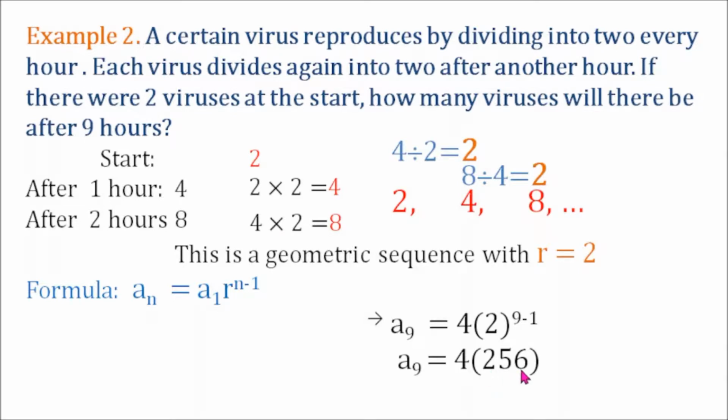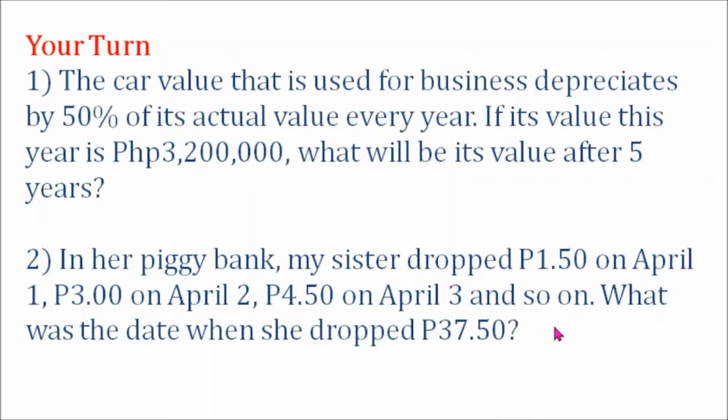This 256 comes from 2 to the power of 9 minus 1. 9 minus 1 is 8, and 2 to the power of 8 is 256. And finally, 4 times 256 equals 1024. This means after 9 hours, there will be 1024 viruses. Now, for your turn part, you can pause the video and take your time solving these 2 problems we have.